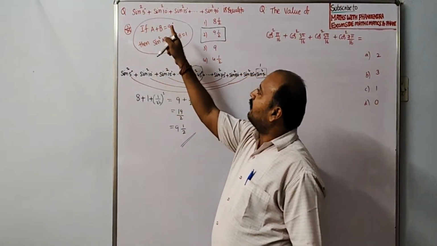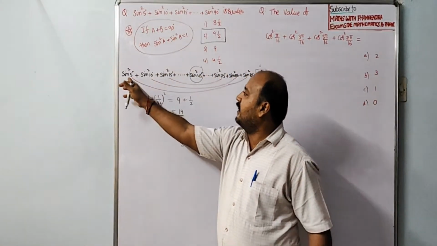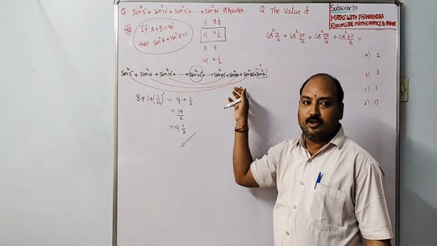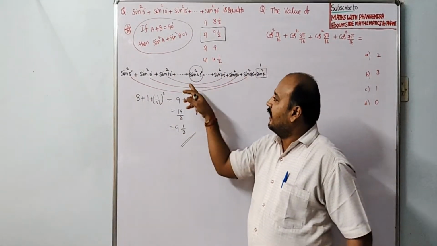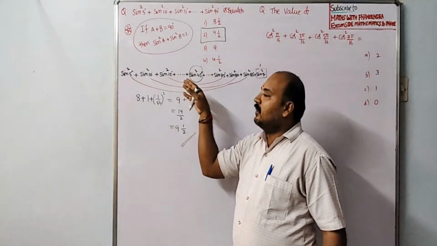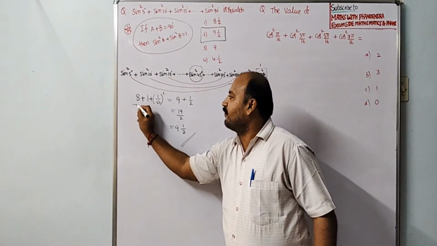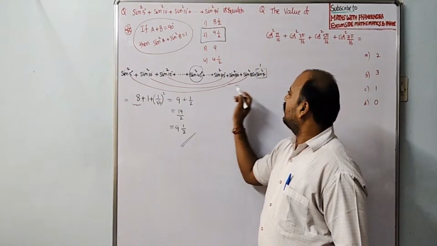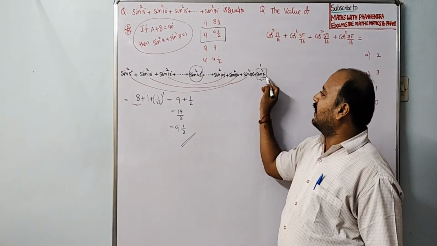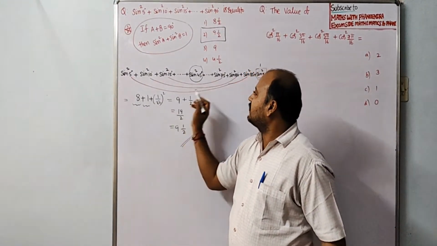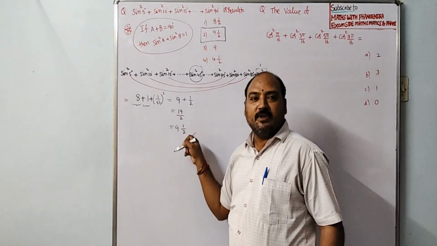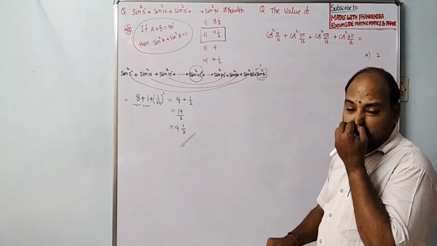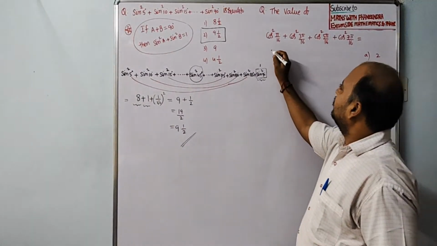This is the way: sin square A plus sin square B equal to 1. So 5 degrees and 85 degrees, total is 90 only, no? 10 and 80, 15 and 75, 20 and 70. Like this 8 pairs will come. And sin square 90 degrees is 1. Next sin square 45 is 1 by root 2 whole square. 9 plus 1 by 2, it is 9 1 by 2, a mixed fraction. You have understood? Okay, we'll move to this question.